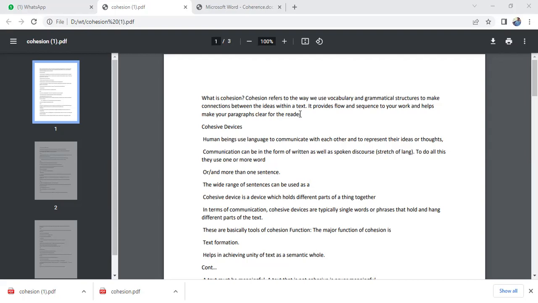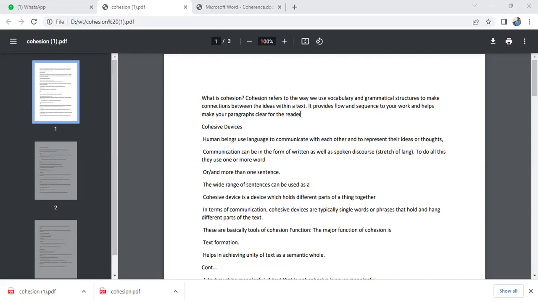Remember, when there is no cohesion, there will be confusion and unclarity of ideas. We talked about it at the very start of the lecture, that if there is no cohesion, the text is never meaningful. But if there is cohesion, there will be coherence, so the text will be meaningful.